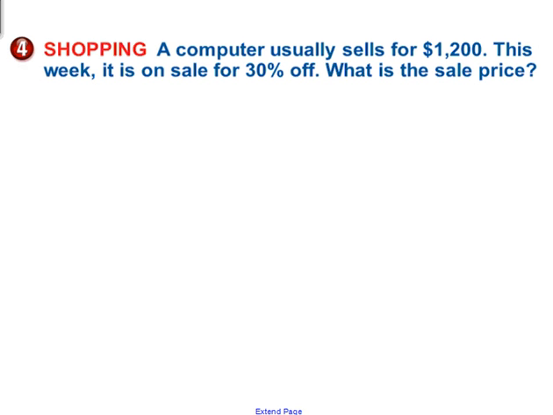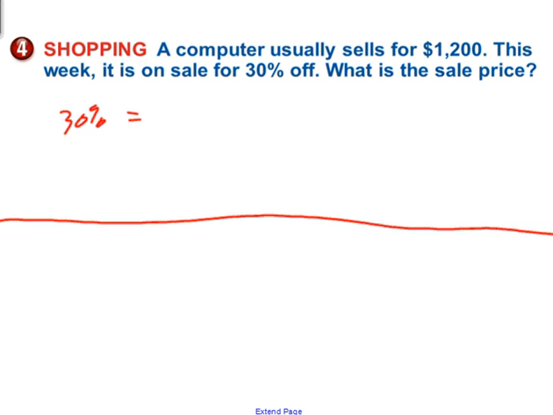A computer usually sells for $1,200. This week it is on sale for 30% off. What is the sale price? I'm going to do this problem in two different ways. The first way, I'm going to calculate the discount. So the 30% discount is equal to the amount of dollars in discount over the original price, which was $1,200. So I'm going to say 0.3 is equal to the discount over $1,200.